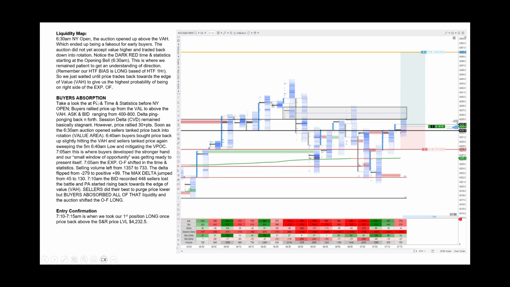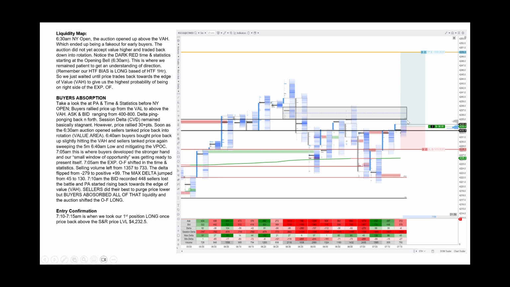So buyers rallied price up from the value area low to above the value area high. Ask and bid ranging from 400 to 800, delta ping-ponging back and forth. The session delta CVD remained basically stagnant. However, price rallied 30 plus points. As soon as the 6:30 a.m. auction opened, sellers tanked price back into rotation, the value area.